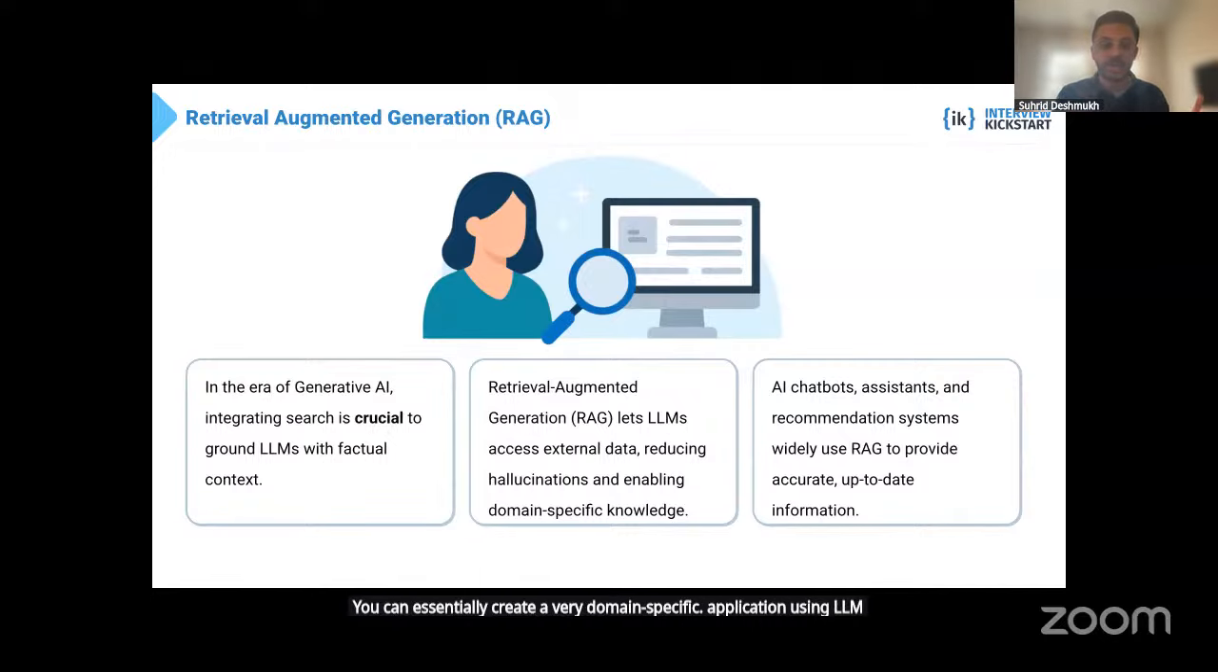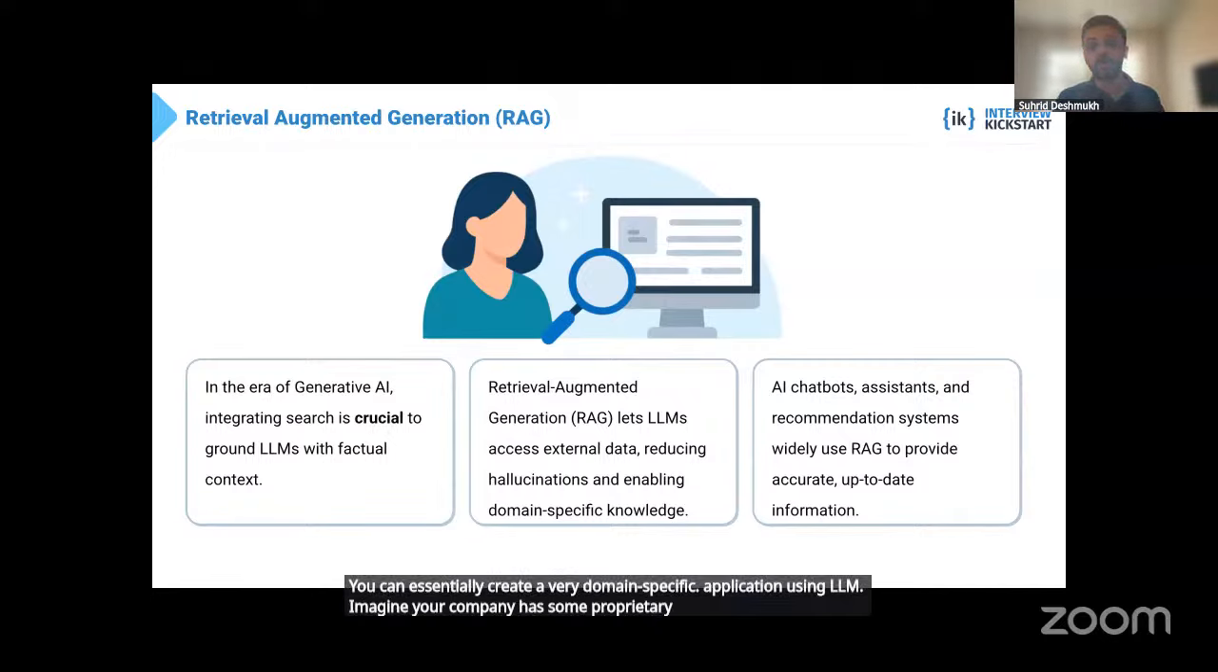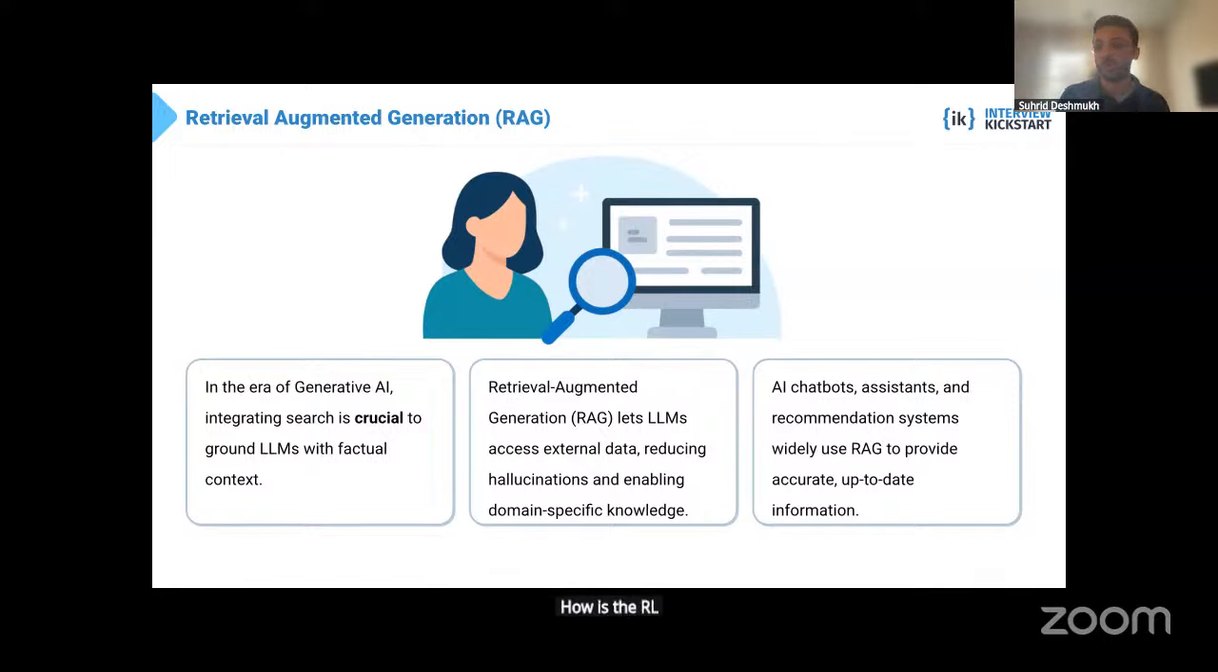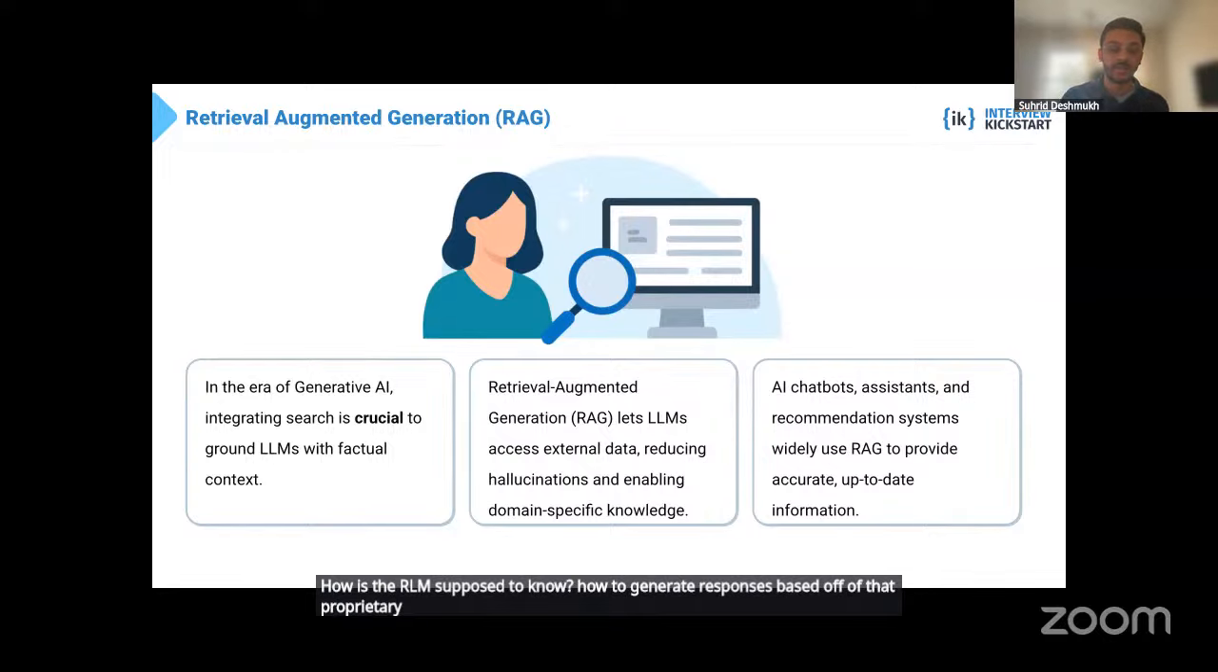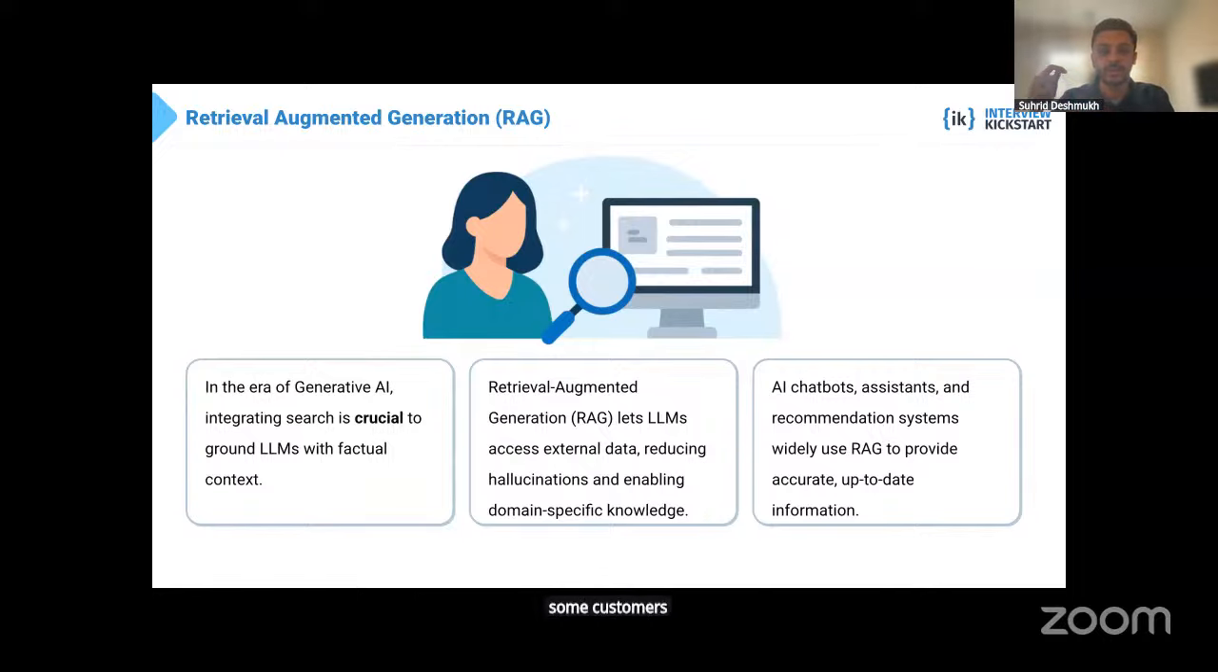Imagine your company has some proprietary data set that nobody else has access to, that the LLM was never trained on. How is the LLM supposed to know how to generate responses based off of that proprietary data? That's where RAG comes in. So if you are, let's say, a tax processing company like Intuit or TurboTax, and you want an AI chatbot that is specifically associated with some customer's specific tax return, that is where RAG could be useful.